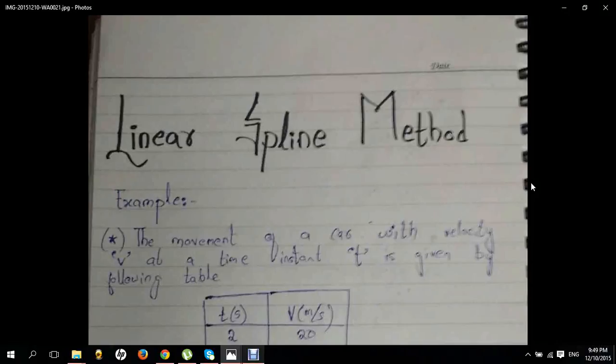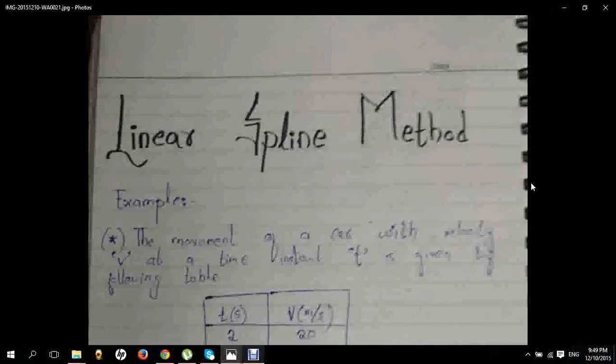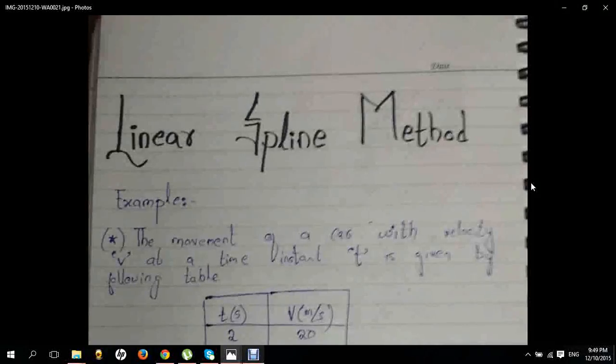Today we are going to learn interpolation by the linear spline method. In order to understand this method, we have to consider an example. The best way to understand this method is to consider an example.